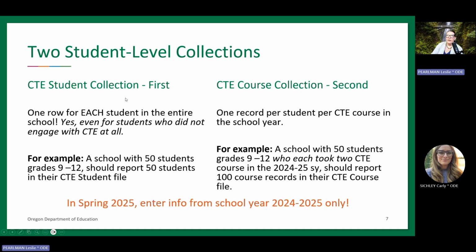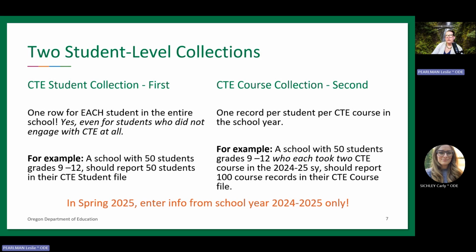For the student collection, you will have one row for each student in the entire school. This includes students who did not engage with CTE at all. So for example, if you have a school with 50 students in grades 9 through 12, you should report 50 students in the CTE student file.